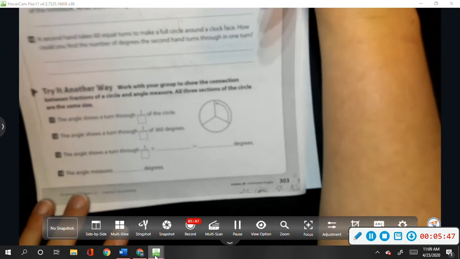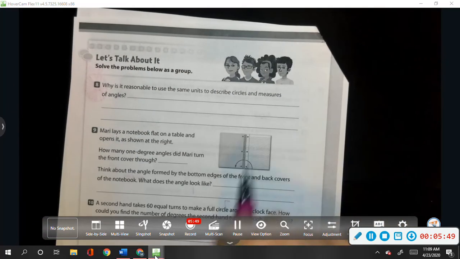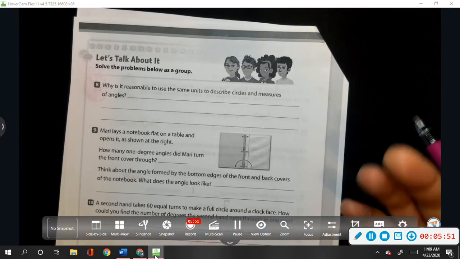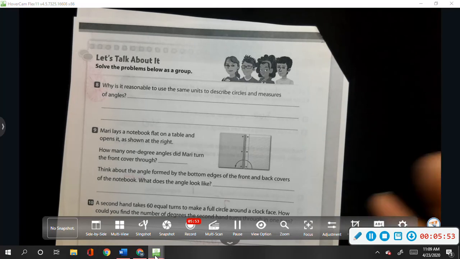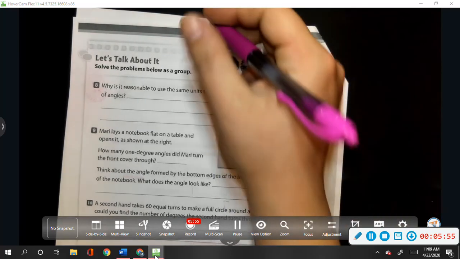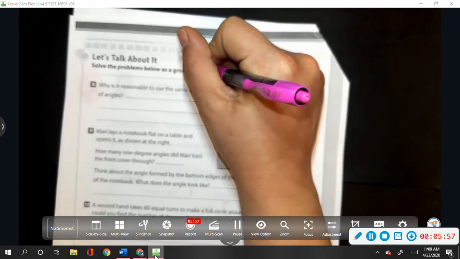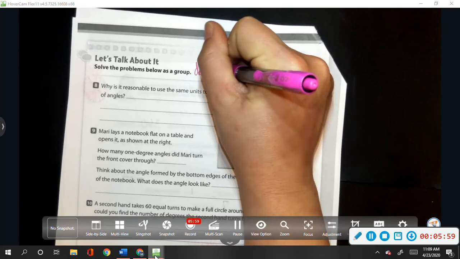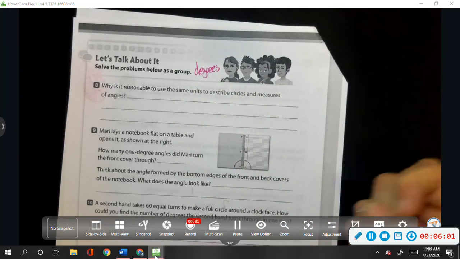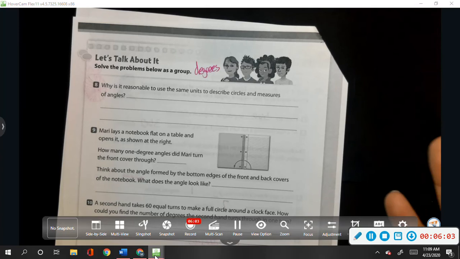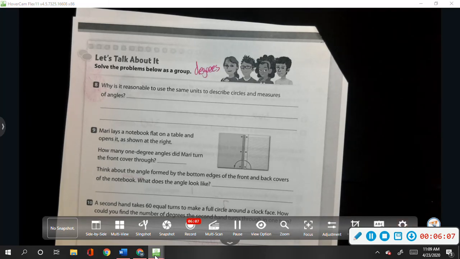.303 in the instructional book still. Why is it reasonable to use the same unit to describe circles and measures of an angle? So we measure circles using degrees, and we measure angles using degrees as well. Why is that? Think back to that introduction video. We measure an angle in reference to the turns it makes inside a circle.